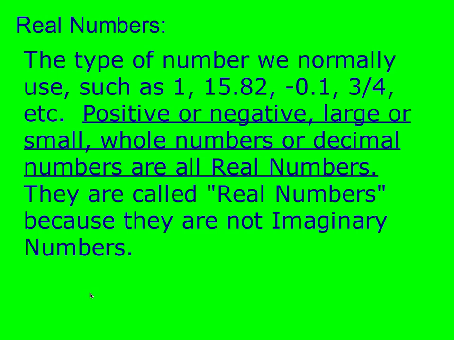Real numbers are exactly what it seems like. These are all the numbers that you basically know. It says it's the type of number we normally use, such as 1, 15.82, negative 0.1, 3/4, etc. Positive numbers or negative numbers, large, small, whole, or decimal numbers. They're all real numbers. So basically, real numbers are any number that can be put on a number line.